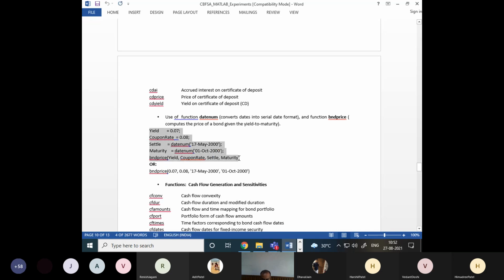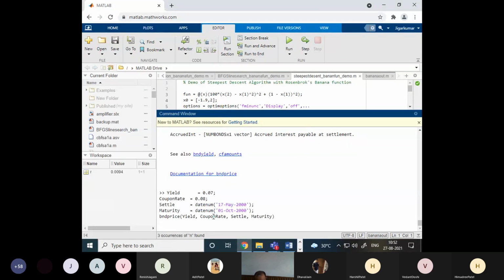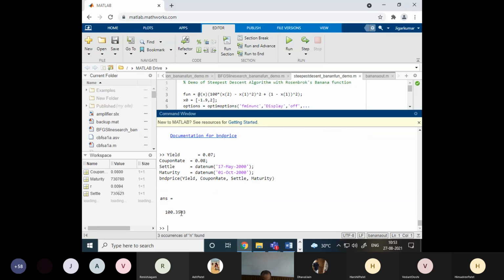Let me write this in MATLAB. Control C, and what I do in this is Control V. Based on this data, it returns the bond price. So if you have this yield, this coupon rate, purchasing on this date with maturity on this date, then the price of this bond is 100.3503. So you have to pay this much, right?